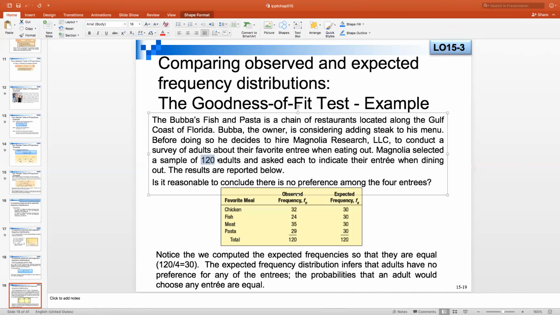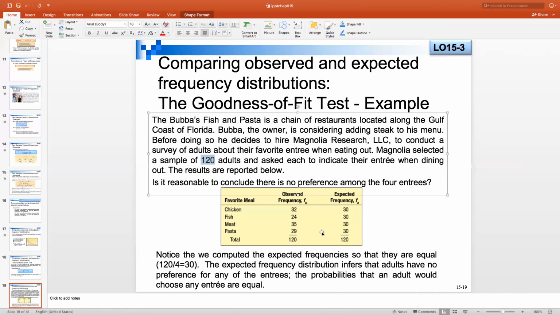Okay, these 120 adults give some feedback. Now, before the feedback is given, here's a logical expectation of what Magnolia may think is going to happen. 30 people will like chicken, 30 will like fish, etc. And of course, where does that 30 come from? The 120 divided by 4. There you go. So logically, one could assume that on average, people will like things the same. So that's why we call that expected, because we could expect on average it to be the same.